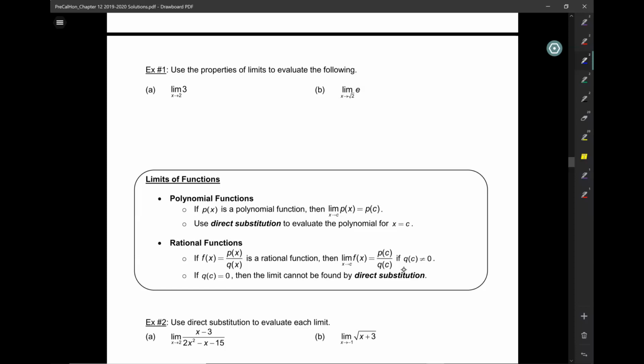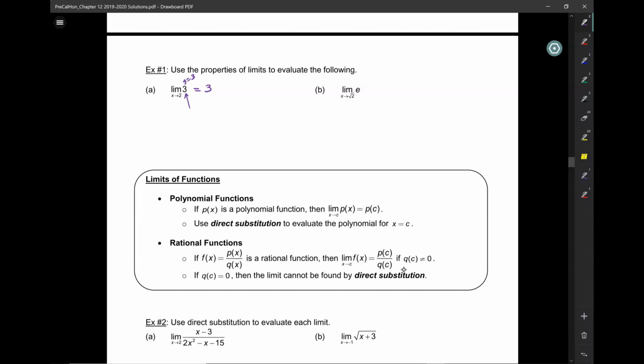For the first one, I have the limit as x approaches 2 of 3. So first, identify the function. What's the function here? Y equals 3. This is just a horizontal line. No matter where I am in x, the y value is always what? 3. So the limit here is just 3. Because I have a constant here, the limit is the same constant.